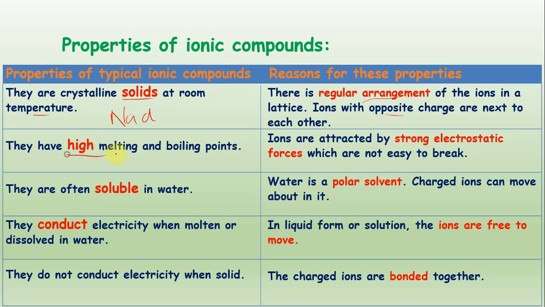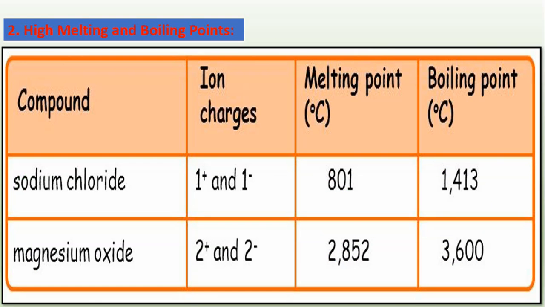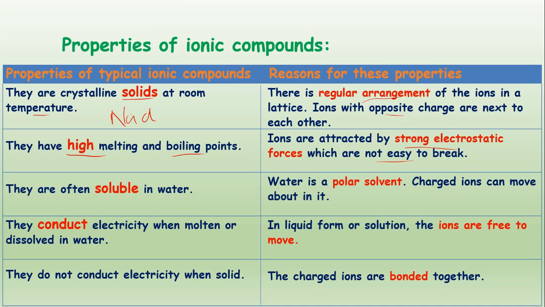Now they have a high melting point and high boiling point. As I initially told you, they are positively and negatively charged ions, so there is a strong electrostatic attraction between them, and that is the reason they have a high melting point and high boiling point. Ions are attracted by a strong electrostatic force which is not easy to break. So now look at the diagram. Sodium chloride, charge positive 1 and negative 1, and the melting point is 801. And magnesium oxide, 2852. Look at the melting and boiling points, they are very high due to their strong electrostatic force of attraction.